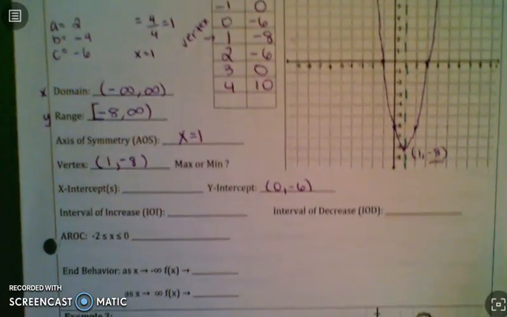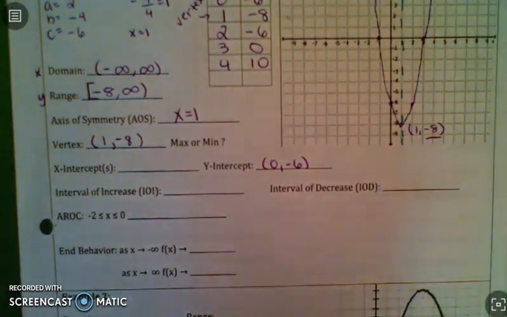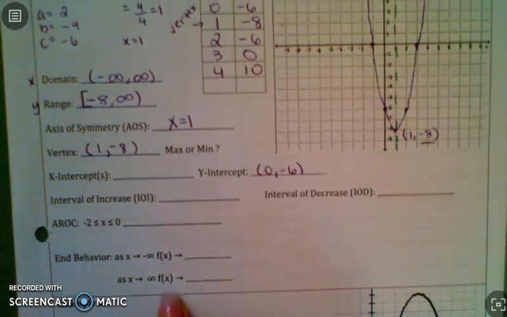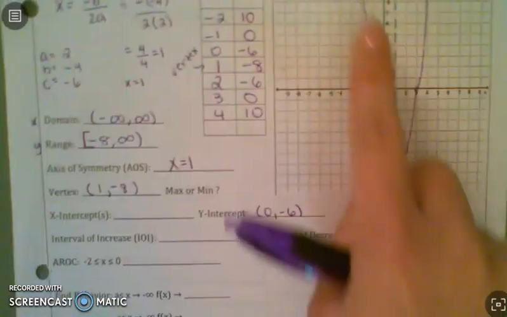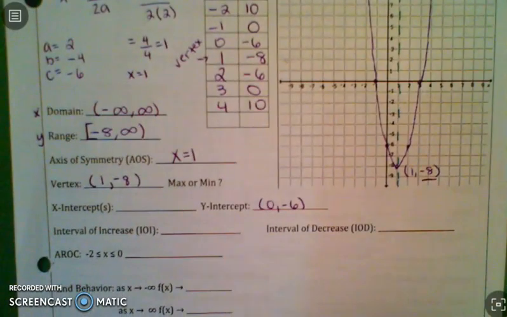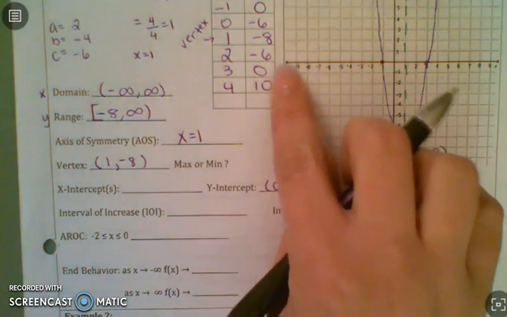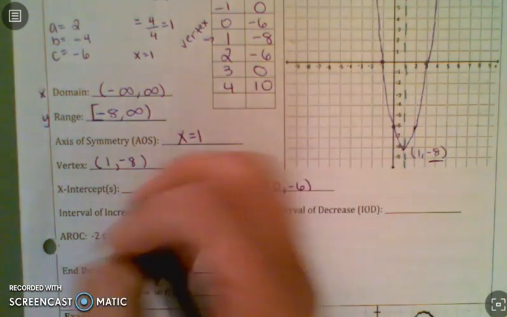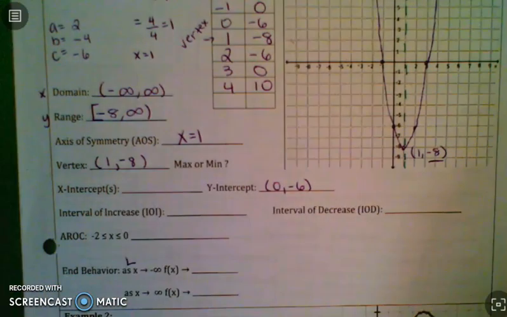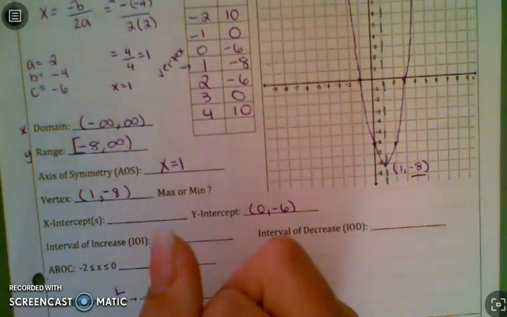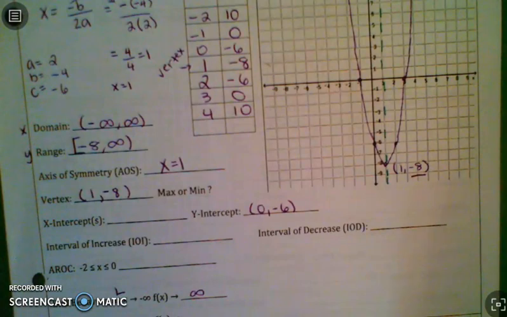So I'm going to skip x-intercepts for a second and go to end behavior, because this is from yesterday. End behavior is just looking at the very ends of our graph. So it says as x approaches negative infinity, so as I go to this side, which is the left side, what is my graph doing? I'm looking here. So it's going up. So it's going towards infinity.